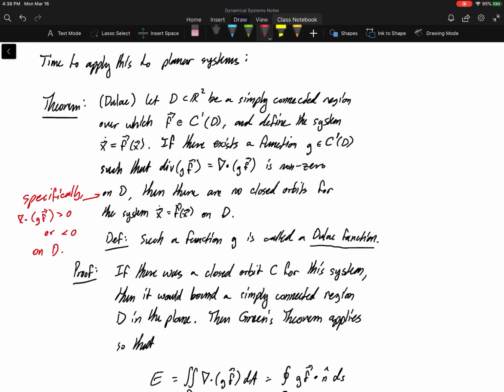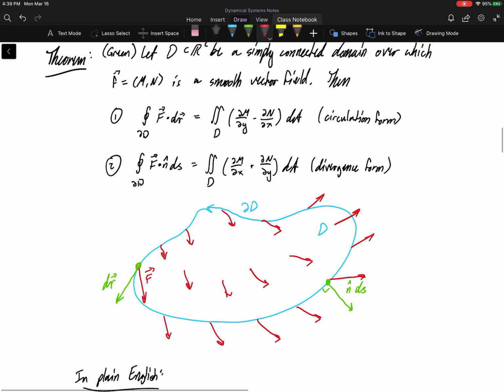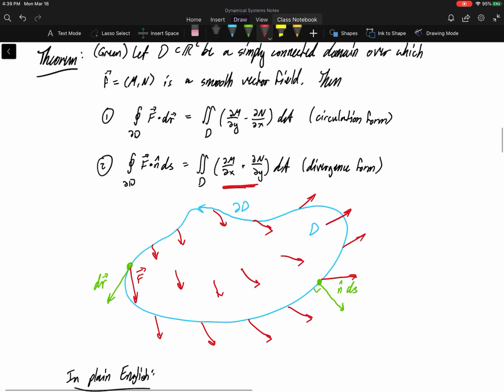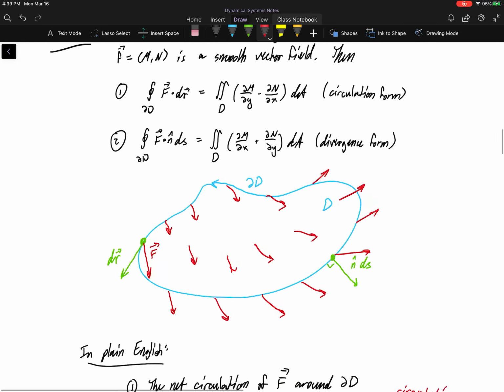And within that theorem, there is a definition for what this little g function is called, and some literature calls this a Dulac function. Okay, so let's see what this means exactly. So coming back to Green's theorem, remember, we're looking at the divergence form, so we're paying attention to the right-hand side of that theorem to say that the divergence is strictly positive or strictly negative. Then we're comparing that against a closed loop integral wherein something should zero out.